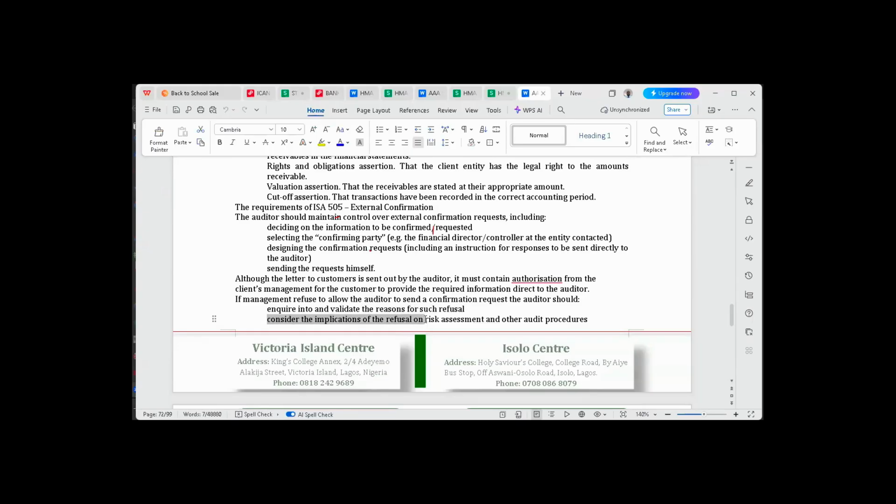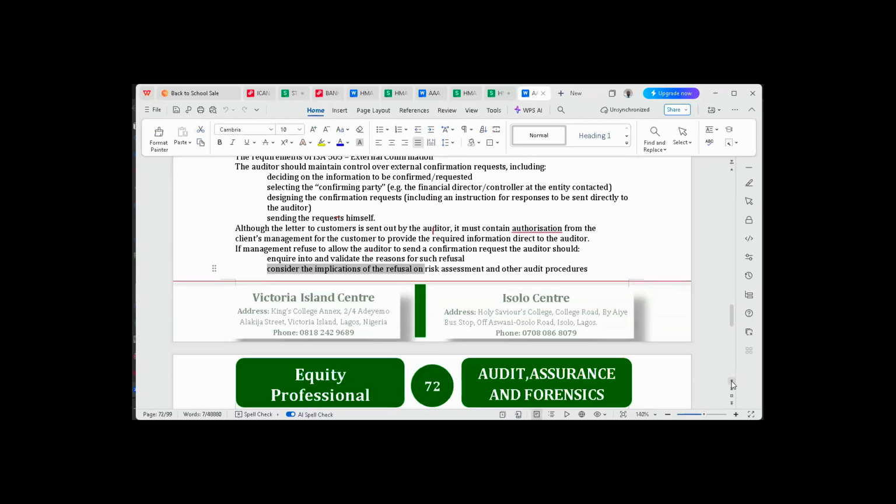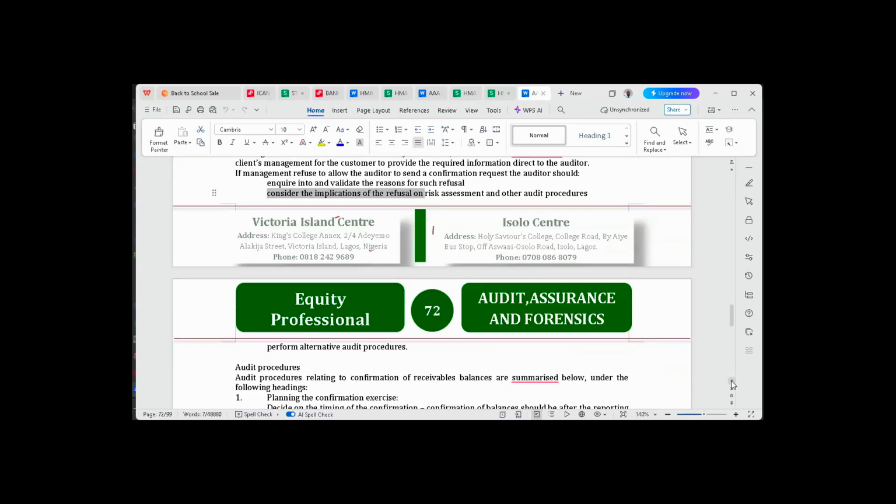That means the auditor cannot validate the value of trade receivables that is contained in the financial statement. That might need the auditor to do what? To qualify his audit opinion. Based on what? Limitation of scope. We are going to look at reporting shortly, okay?